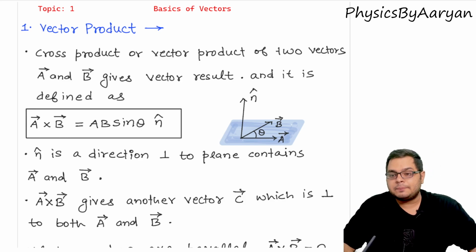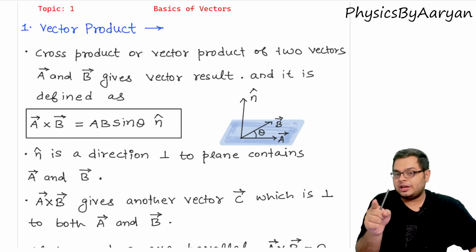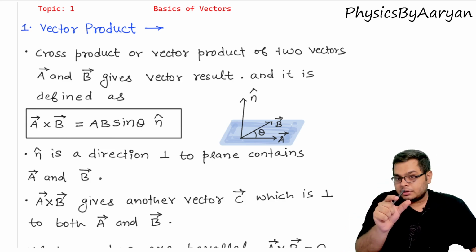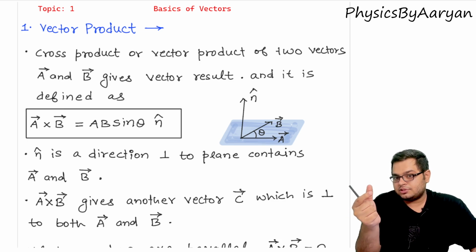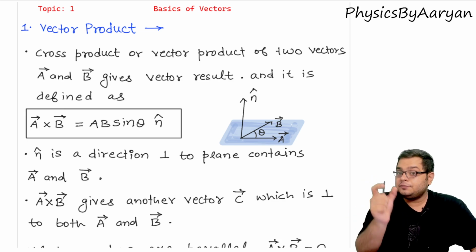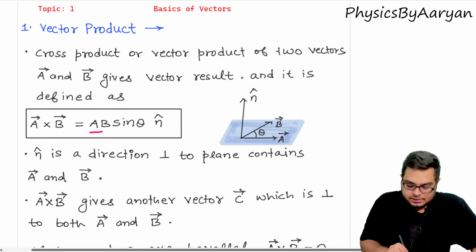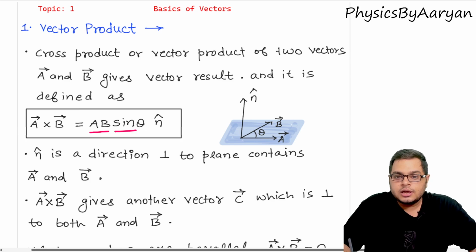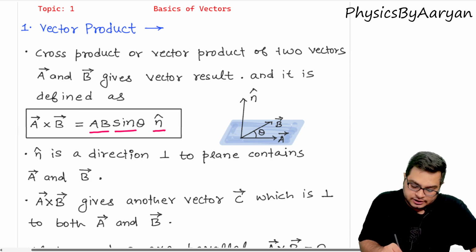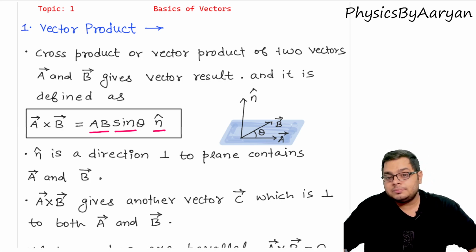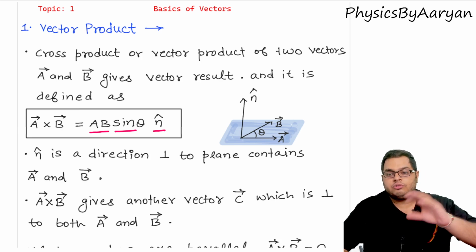In the scalar product, what was happening is that when you were doing the scalar product of A and B, you were getting a scalar, or basically a number. Now you are not getting a number, now you are getting a vector. So doing a vector product of A and B gives you a vector. So A cross B is defined as AB sine theta. But since this is a vector, we also have to specify the direction, and the direction is specified by n cap. So A cross B is not only AB sine theta, but A cross B is AB sine theta n cap, where n cap tells you the direction of A cross B.